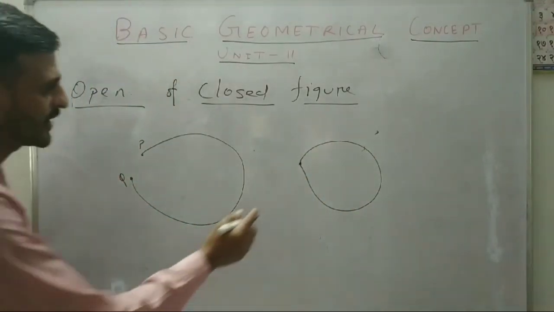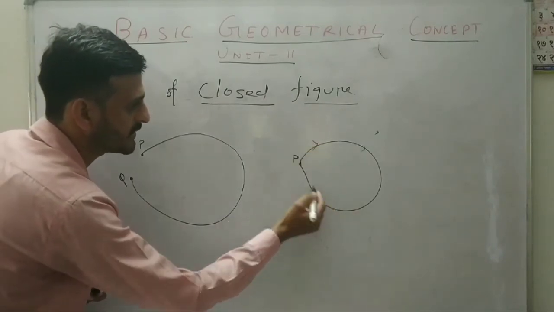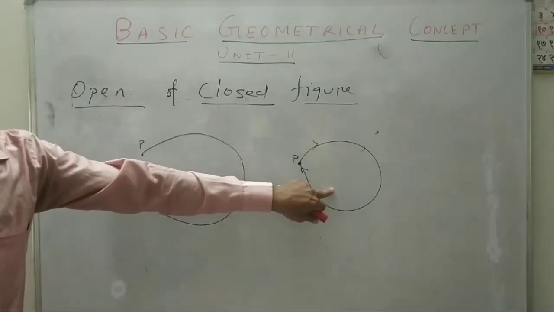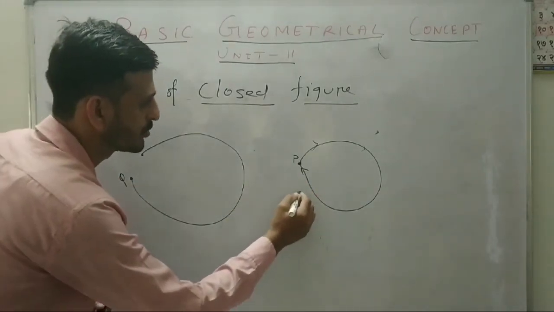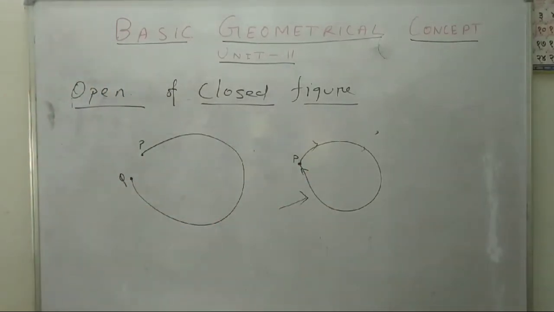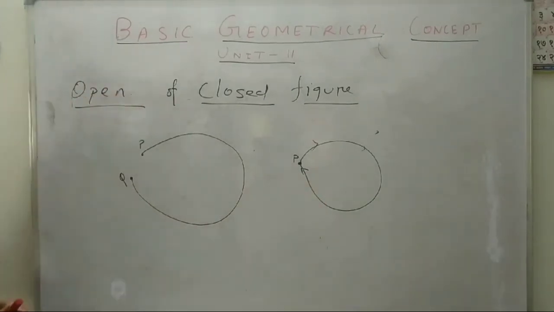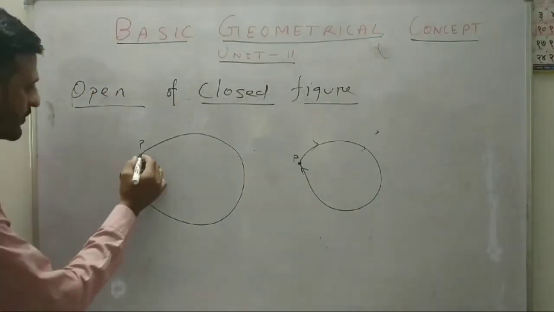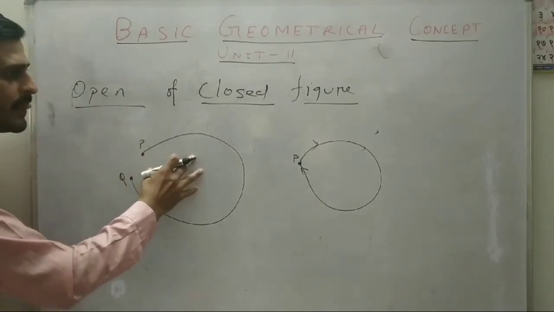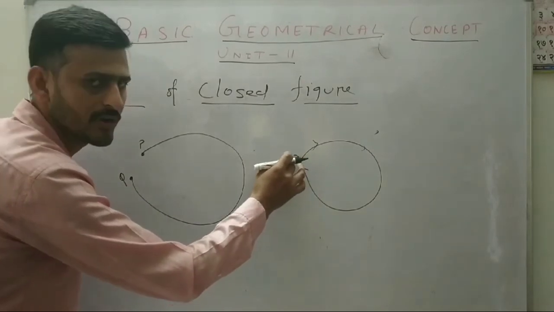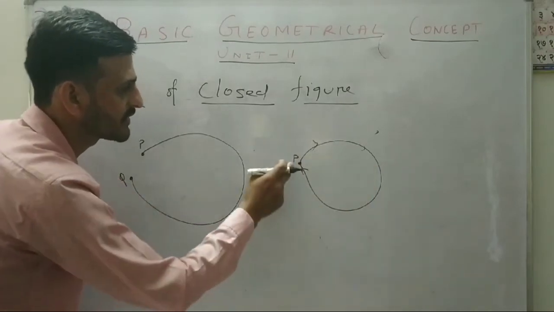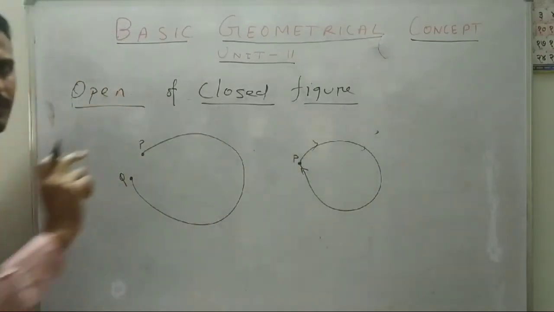See, the starting point was P and it ends also at this point P. So this type of figure is known as a closed figure. See, there is no way to go inside of this figure. So these are known as open and closed figures. But mathematically we can say whenever a figure starts with one point and ends in another point, it is known as an open figure. But whenever a figure starts with any point and ends with the same point, it is known as a closed figure.